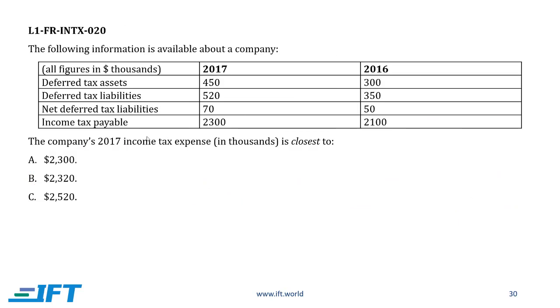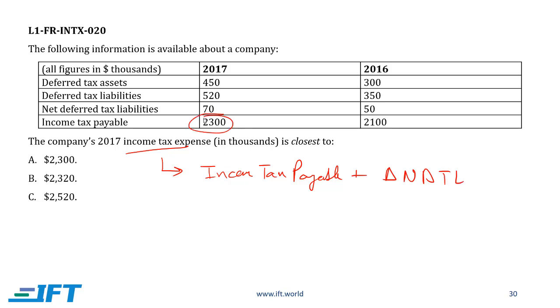Question number 20. Income tax expense equals what? Income tax payable plus change in net deferred tax liability. What's your income tax payable in 2017? 2300 plus change in net deferred tax liability.